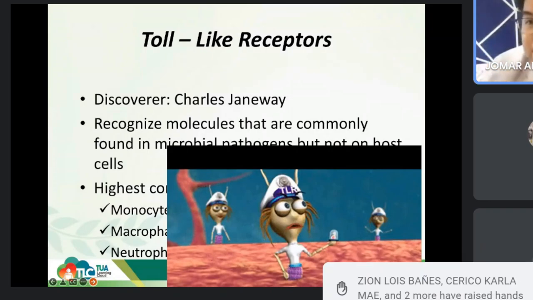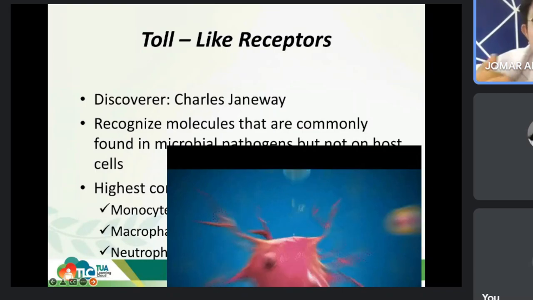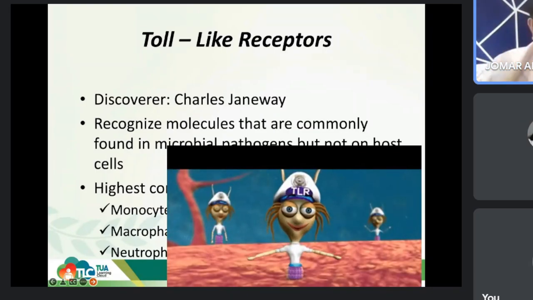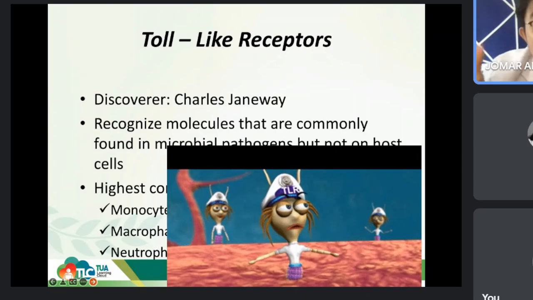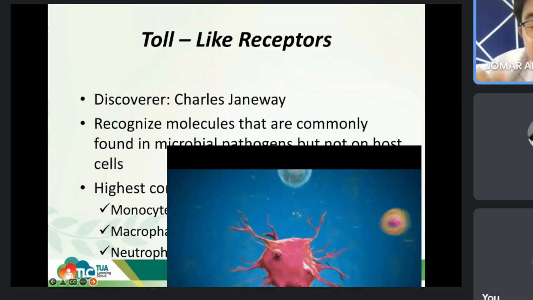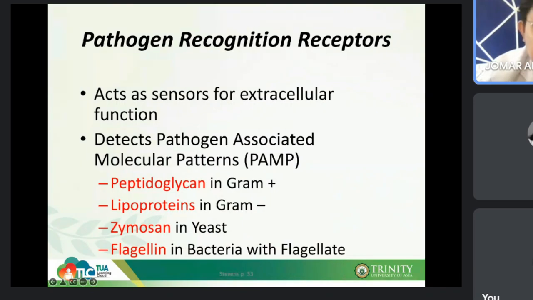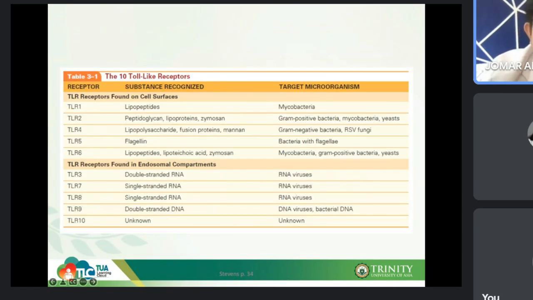Okay, now, next. Now that we have your toll-like receptors, it's also important to know, sir, maybe some of you will be wondering, are toll-like receptors the same for everyone? Like the toll-like receptor that identify the peptidoglycan is the same that will identify the lipoprotein, zymosin, flagellin, things like that? The answer is no. Okay? That's why this table that you see now in front of you, you need to memorize. Now, we have different toll-like receptors. Toll-like receptors 1 through 10.